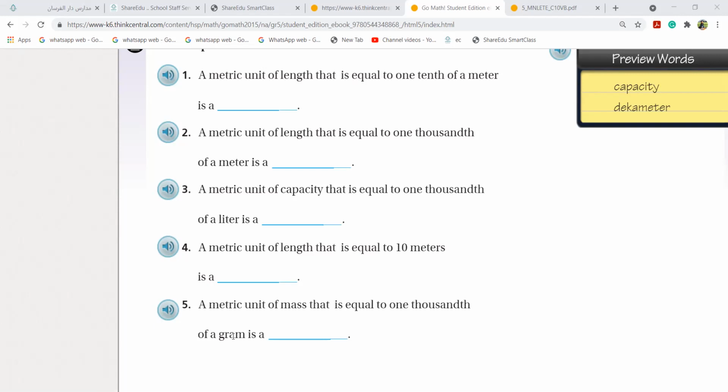If it is gram, milligram. If it is liter, milliliter. If it is meter, millimeter. I made it very easy. Please, girls, study very well. Amal, question number four. Decameter. Very good. I hope you all score full marks tomorrow, inshallah.